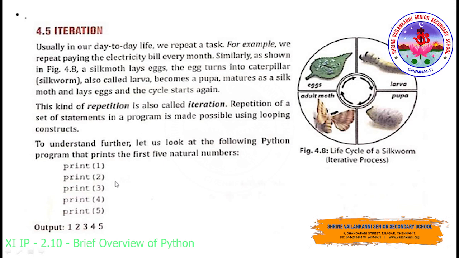See here, they have given print of 1, print of 2, print of 3, till print of 5, which means it will print the first 5 natural numbers in the Python shell window. But if you wanted to print 100 numbers or 1000 natural numbers using print statements, it would be a time consuming process, and you would find it literally boring to work with programming, right?